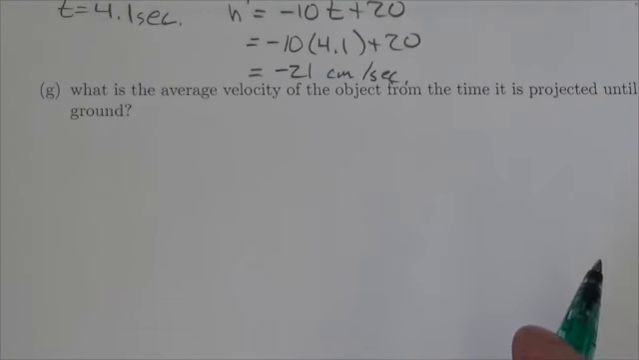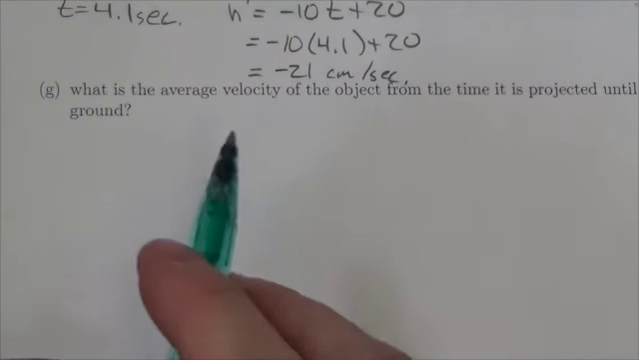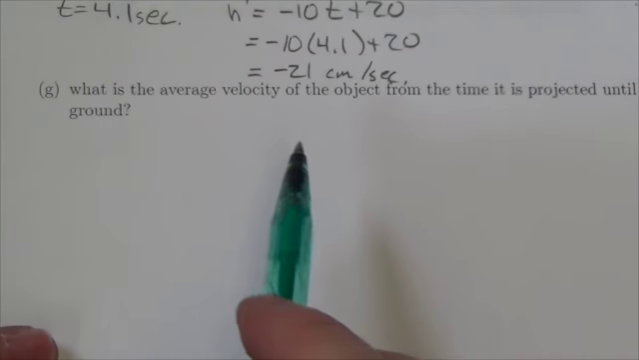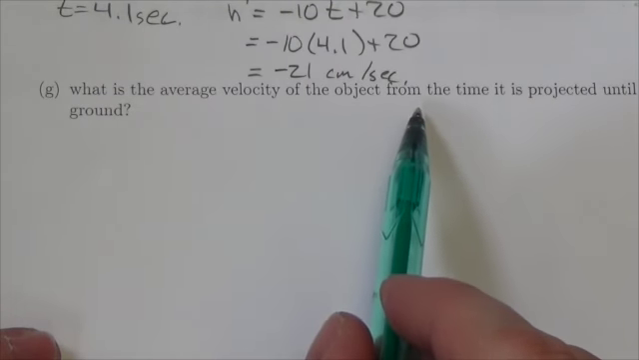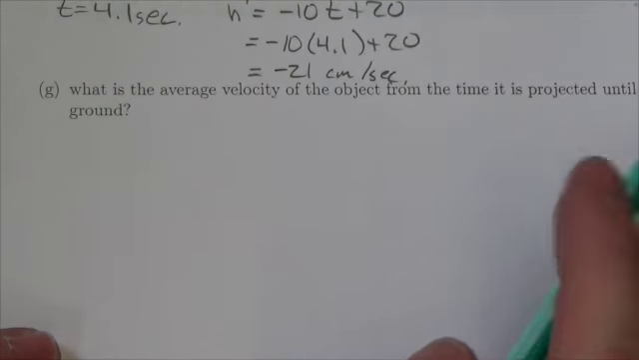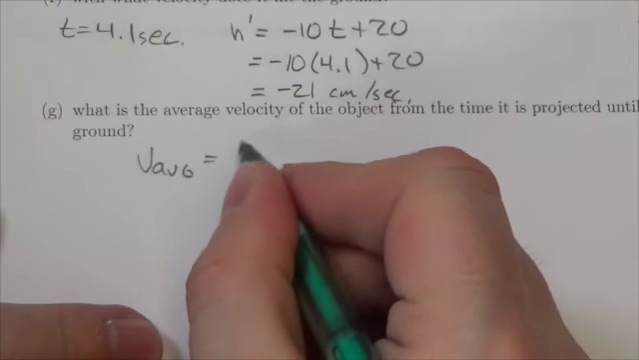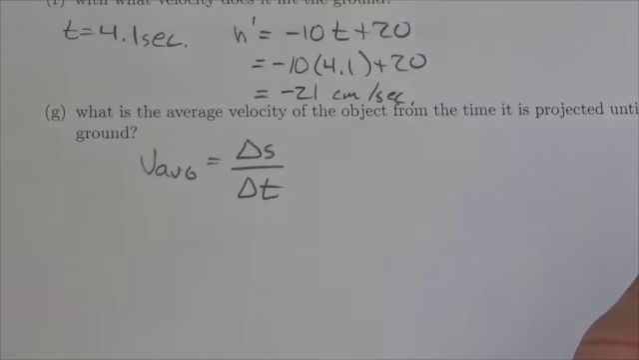This is question 5G. We've been given an expression for the function that relates the height of a ball to the time it's in flight. This question asks, what is the average velocity of the object from the time it is projected until the time it hits the ground? Average velocity is change in displacement over the change in time.